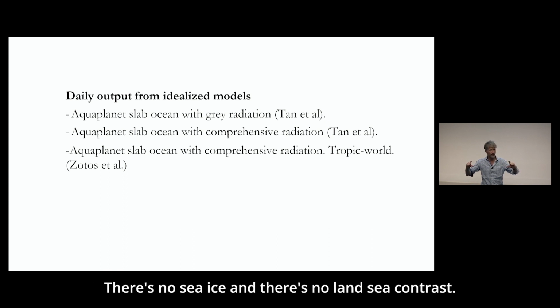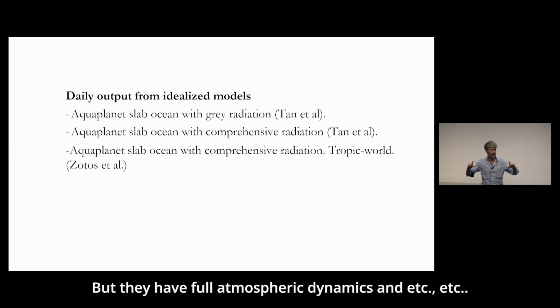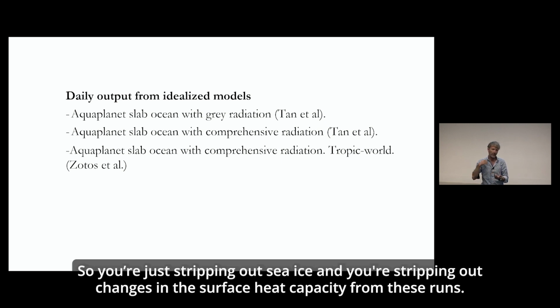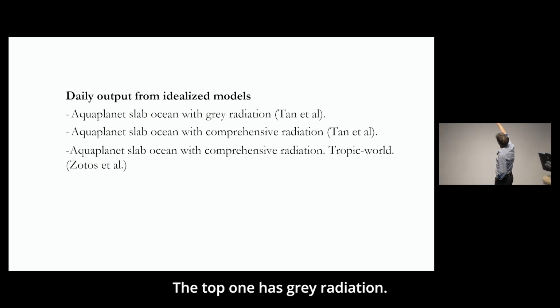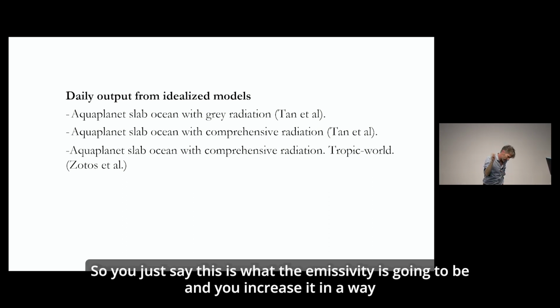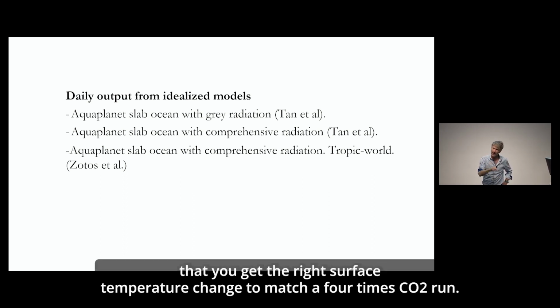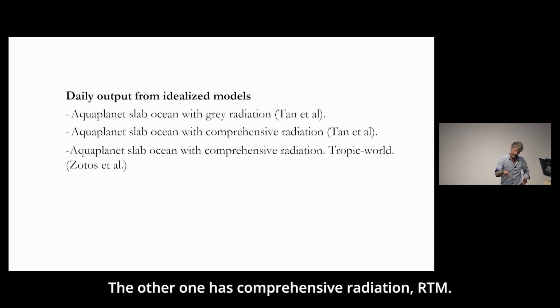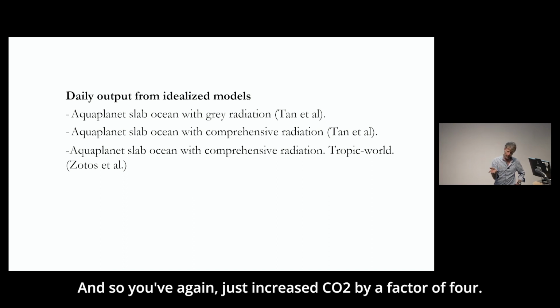There's no sea ice, and there's no land-sea contrast, but they have full atmospheric dynamics and et cetera, et cetera. So you're just stripping out sea ice, and you're stripping out changes in the surface heat capacity from these runs. The top one has gray radiation. This is like Dargan Frierson's model, where you prescribe the emissivity. So you just say, this is what the emissivity is going to be, and you increase it in a way that you get the right surface temperature change to match a 4 times CO2 run. The other one has comprehensive radiation, RRTM, and so you, again, just increase CO2 by a factor of 4.